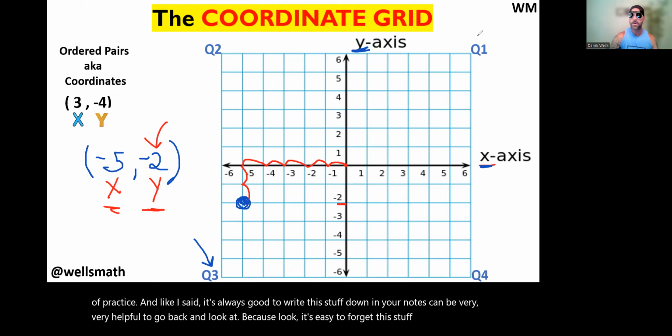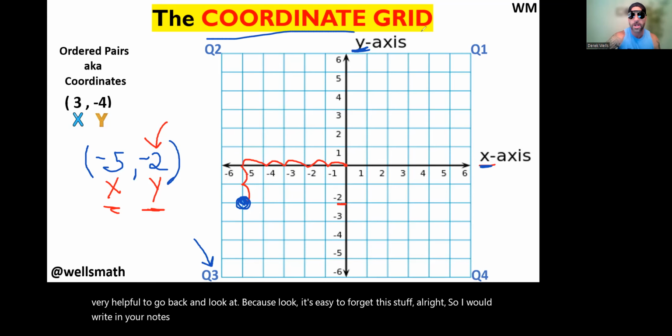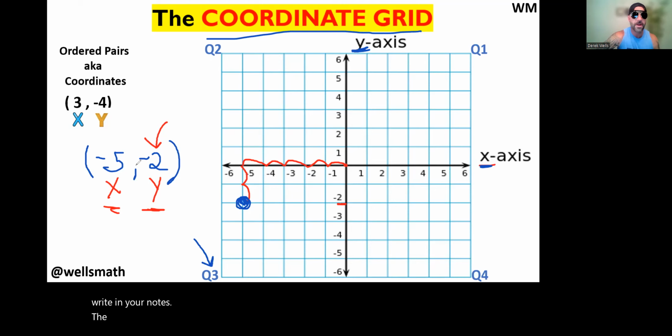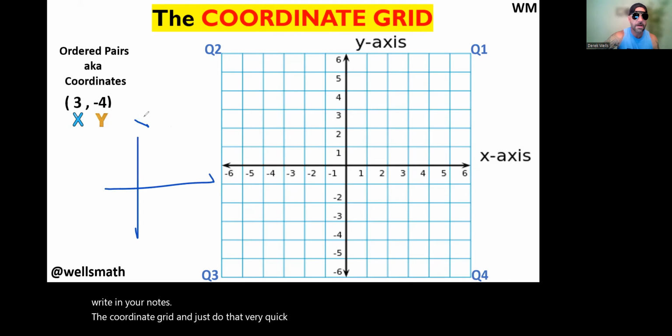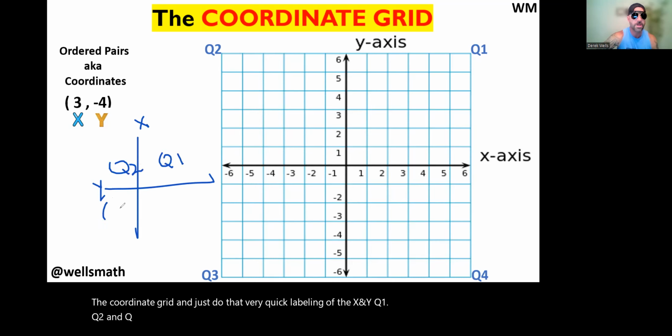All right. So I would write in your notes the coordinate grid. Just do that very quick labeling of the X and Y, Q1, Q2, and so forth and so on.